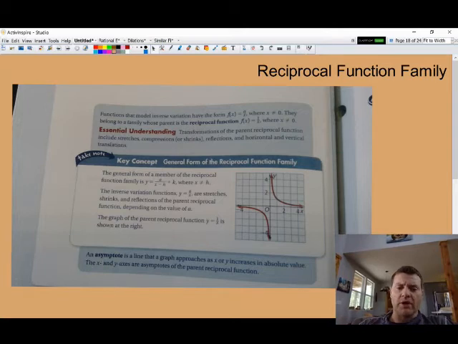Real quick, you're going to see this word a lot. I mentioned this yesterday in my video. It's an asymptote, and that is a line that a graph approaches as x or y increases in absolute value, okay?